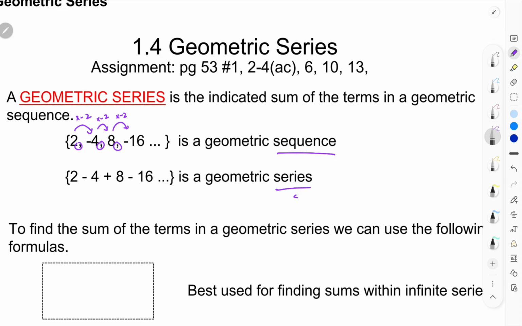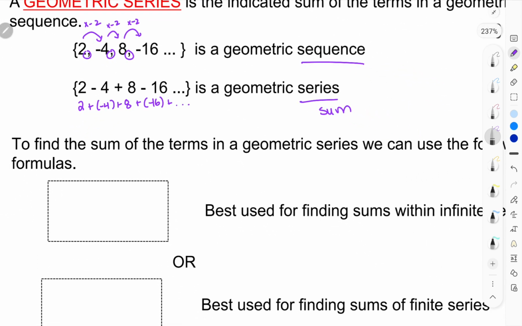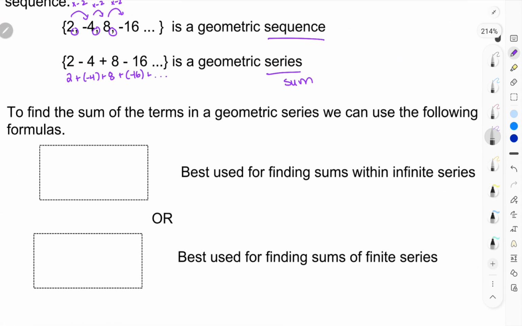The geometric series is a sum of all terms. So I write addition between, or subtraction if the term is negative, right? This is the same thing as 2 plus -4 plus 8 plus -16, right? And so on and so forth. And I can add up these terms with a few different formulas. Now, because we don't know a lot about exponential functions here, we're going to just tell you the formulas. So here are the formulas.